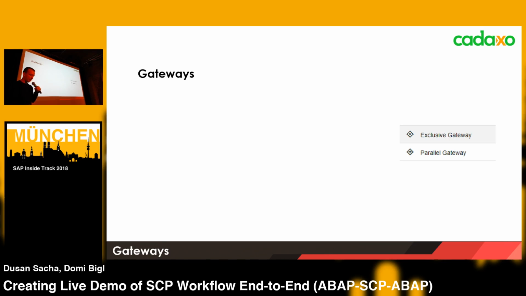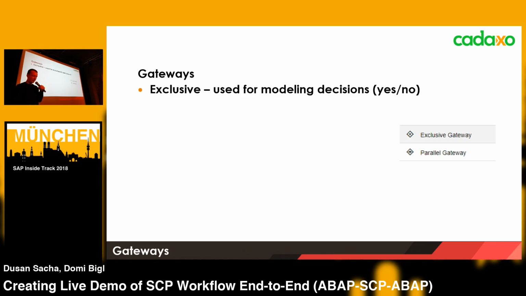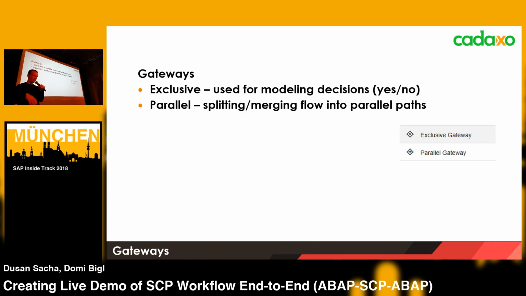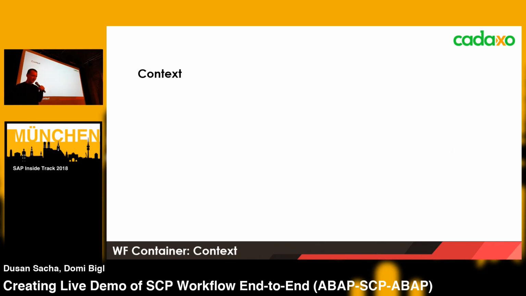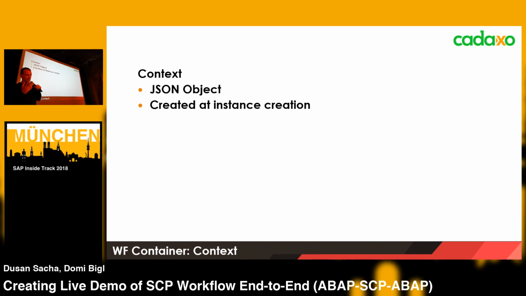Within the workflow, we can use gateways. It has nothing to do with SAP Gateway, the service, but it is only for modeling purposes. With exclusive gateways, we can model decisions, yes or no, or true or false, or we have a parallel gateway for splitting or merging the flow of the workflow. Also, one important thing is the context. Context is a JSON object which is sent together with the workflow instance. It's basically the data we can read, edit, delete, and it goes through the workflow instance.